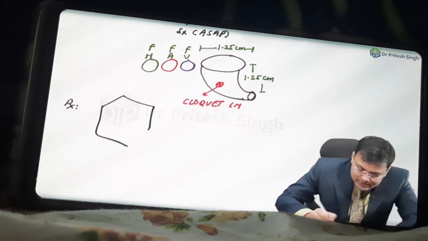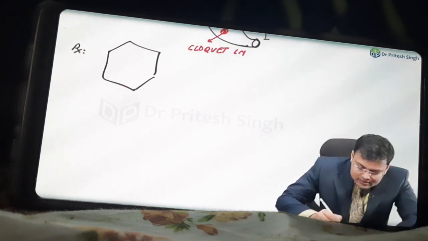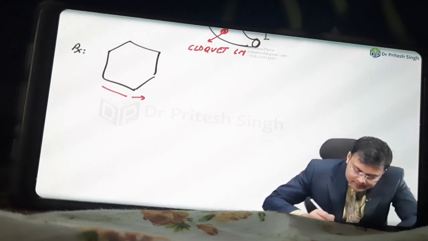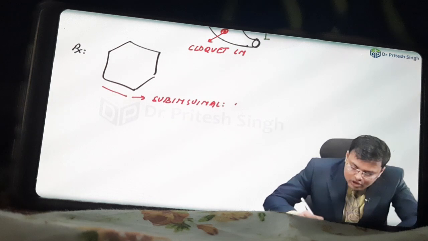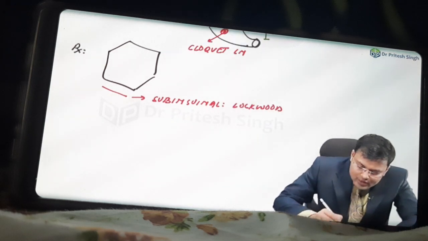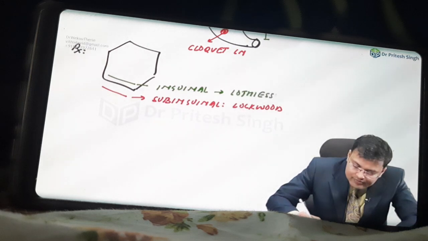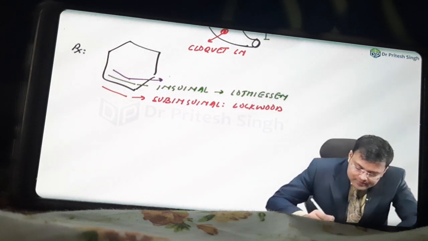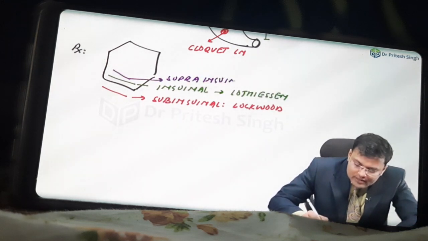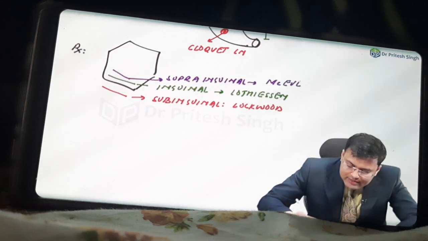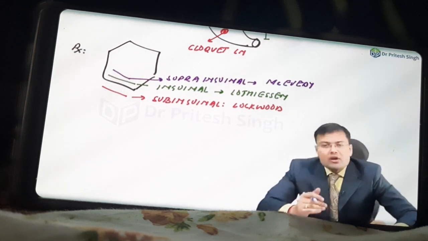If you see, this is the abdomen. If we give a subinguinal incision, this subinguinal is Lockwood. Inguinal is Lothiessen, and suprainguinal is McEvedy. These are the approaches. So how do you have to remember? Subinguinal, inguinal, suprainguinal: Lockwood, Lothiessen, McEvedy.